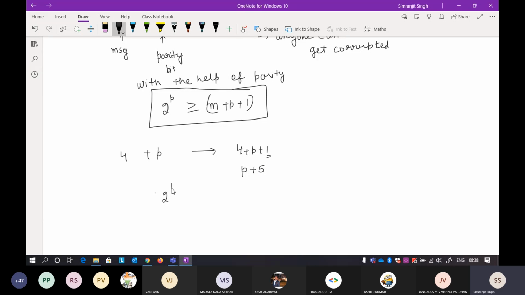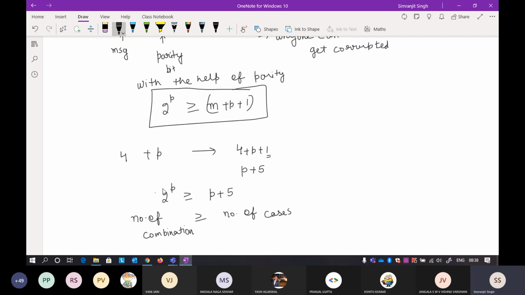So I can say that 2 raised to power p should be greater than or equal to all the cases that are possible. If the parity bit is able to do this, only then I can set the parity bit here. So the number of combinations should be greater than or equal to the number of cases. If you're not understanding it, I'll take another example. I'm just saying that the parity bit is set in such a way that it is able to take all the cases. I'll show you how you can set it.